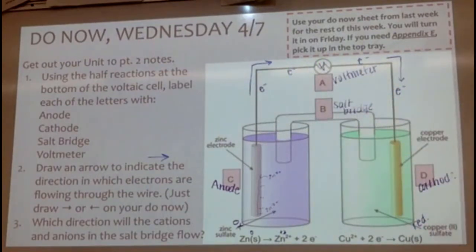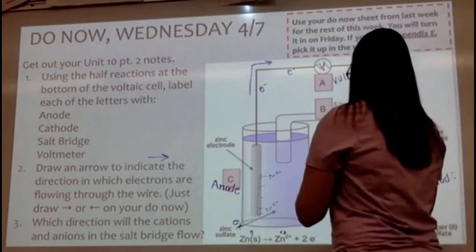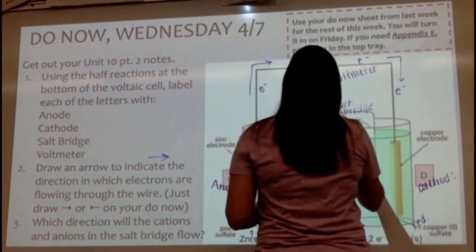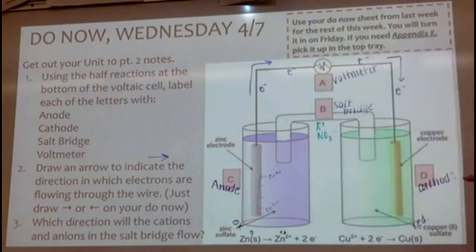And then finally, number 3, which direction will the cations and anions in the salt bridge flow? So let's say that we have, let's do KNO3. So we have K plus and NO3 minus. Your cations always flow one way, your anions always flow another. They're never going to flow in the same direction. The point of a salt bridge is to have each anion and cation going a different way.